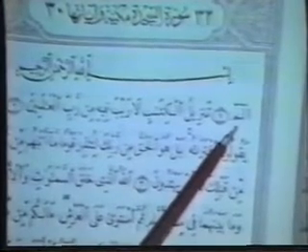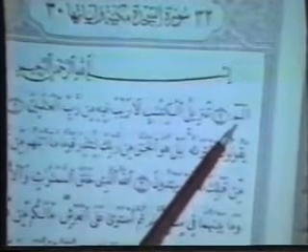There are 6 surahs in the Quran initialed with these letters, Alif, Lam, Mim, A, L, M. They are surahs number 2, 3, 29, 30, 31, and 32. This happens to be surah number 32.